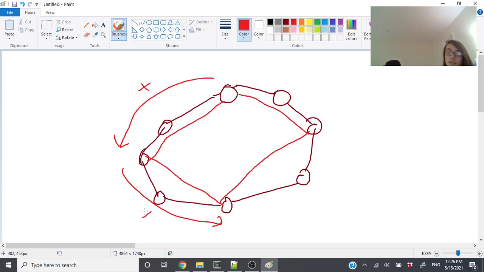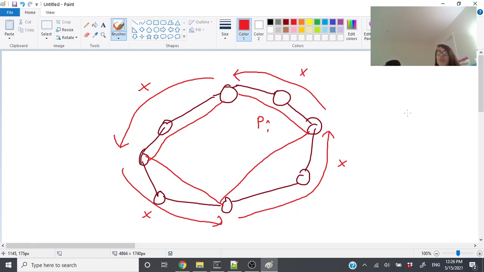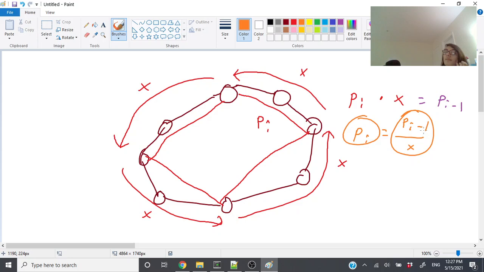So we make some jumps of length x, and the number of jumps of length x we do is specifically p_i, the number of vertices we have. So the total number of vertices we jump through is p_i times x. And we need that to be equal to p_i plus p_{i-1}, the previous number of vertices. Meaning that p_i is going to be of the form p_{i-1} over x. And so that means p_i is always going to be a divisor of p_{i-1}, is the basic idea.